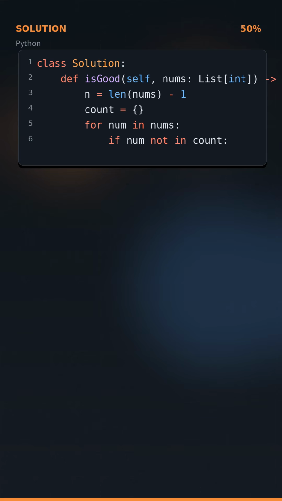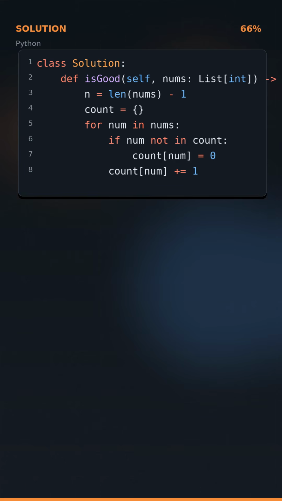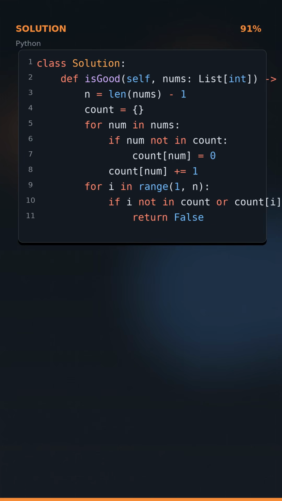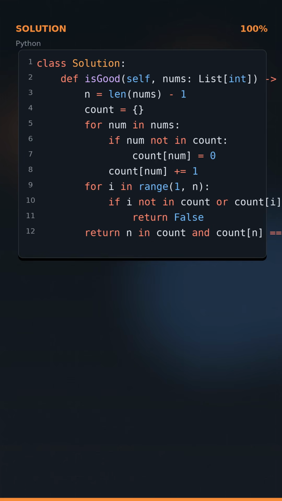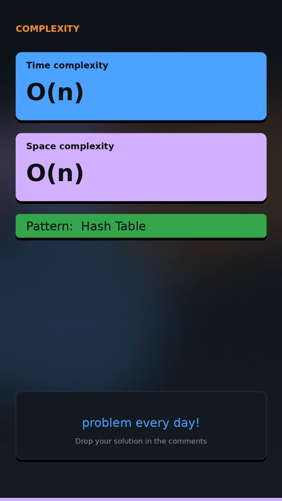Let's walk through the steps to solve this problem. First, we find the maximum element in the array, which gives us the value of n. Then, we use a hash table to count the frequency of each element and compare it with the base array. If the frequencies match, we return true, otherwise we return false.